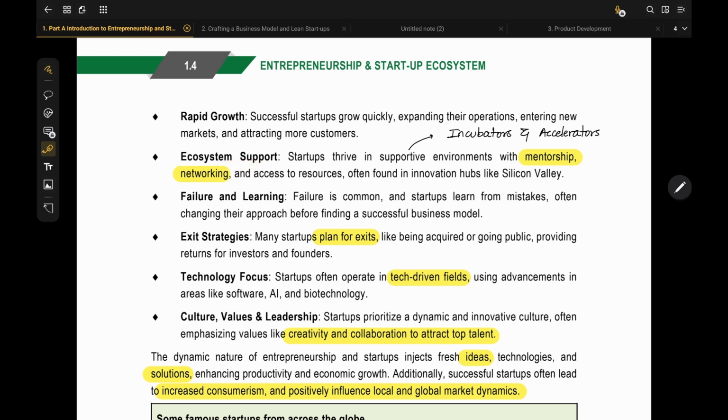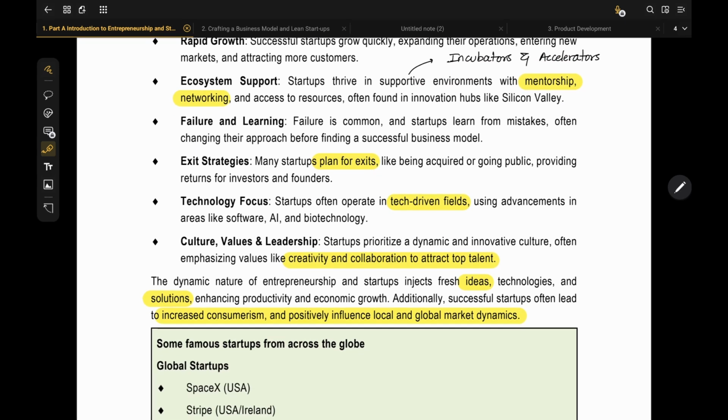Ecosystem support. For startups, the ecosystem surrounding the company should also be proper. It should be given mentorship, networking. They are a new startup, so they need some networking. They will not know any person in the industry. They should find mentors and network with people and access to resources. And they should find innovation hubs. They will be commonly found in innovation hubs, incubators and accelerators. That also should help the startups for growing the startup.